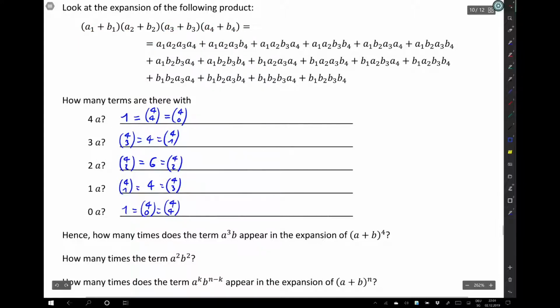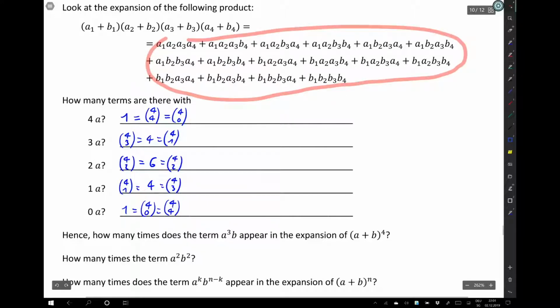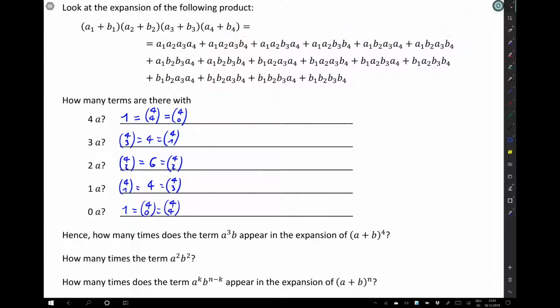But in fact, all that we do is still the same like this. We expand it like this, and then we can just put together the same terms. So this is, for example, a to the power of 3 times b, and again a to the power of 3 times b. So we can sum them together to 2 times a to the power of 3b. Well, how many terms a to the power of 3b appear in this (a plus b) to the power of 4? Well, that's exactly the same question as here. So we see it's 4 choose 3.